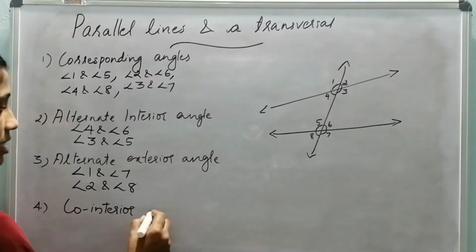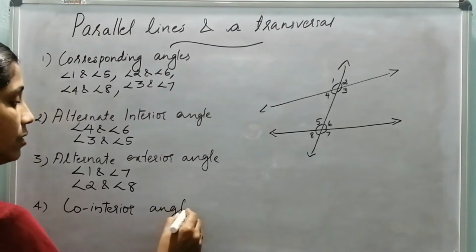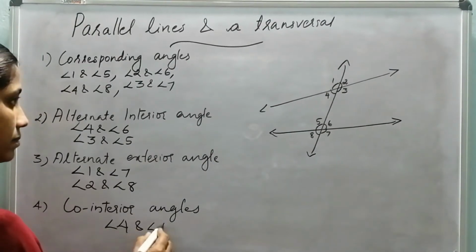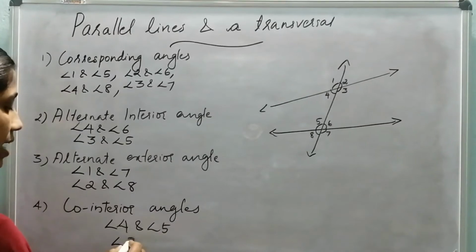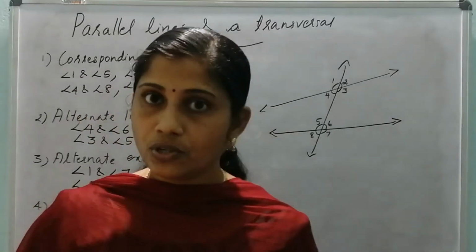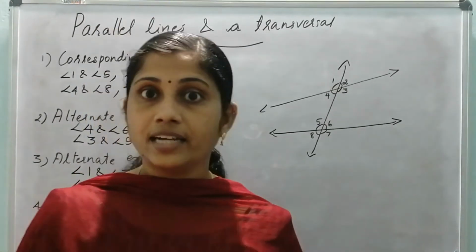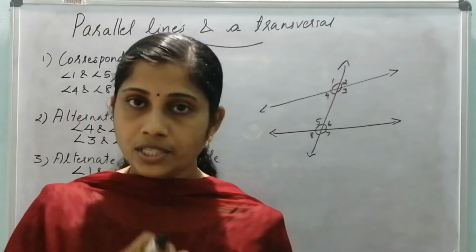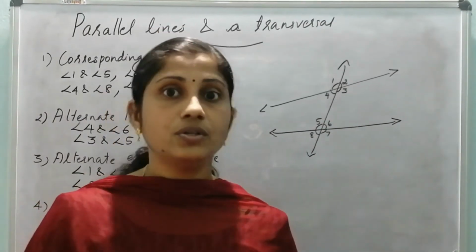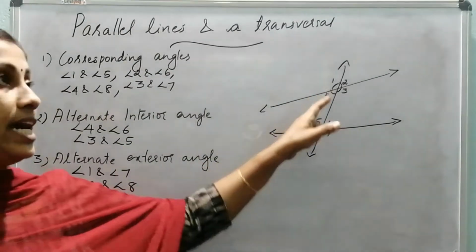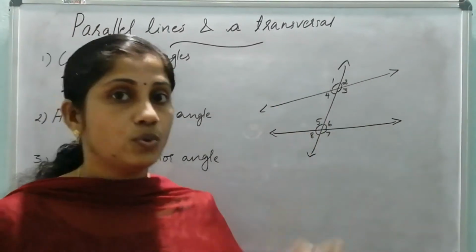Then which are the co-interior angles here? Co-interior angles are angle 4 and angle 5, and angle 3 and angle 6. Co-interior angles are interior angles on the same side of the transversal, also called consecutive interior angles, and also called allied angles. These are the angles formed when a transversal intersects two lines.